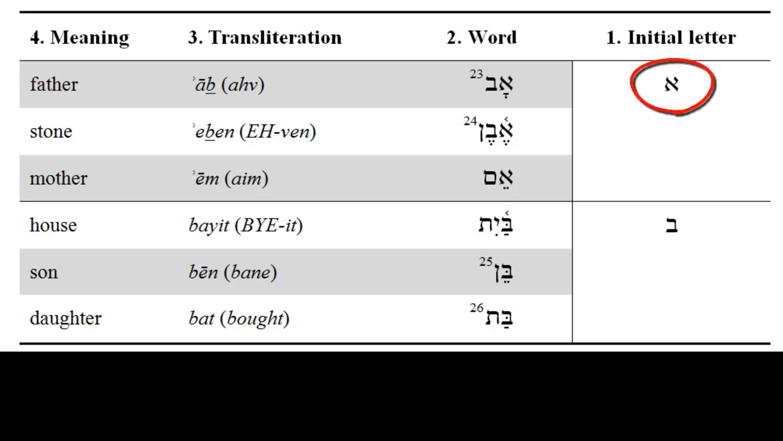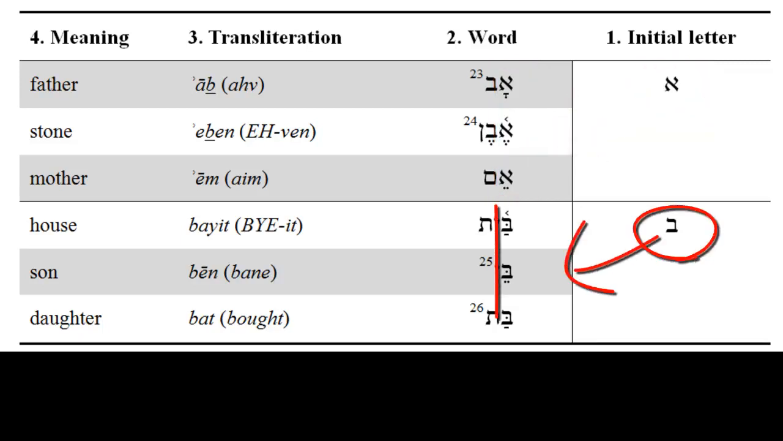The aim at this stage of learning is simply to recognize the initial letter of the word, to know that the first letter of the first word Av is an Aleph, or in the lower group, the first letter of the first word Bayit is the letter Beit. Let's read over these words and simply rely on the transliteration column at this point for those consonants and vowels that you haven't learned yet.